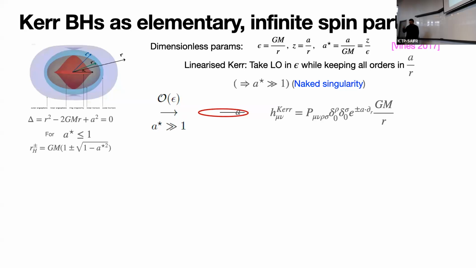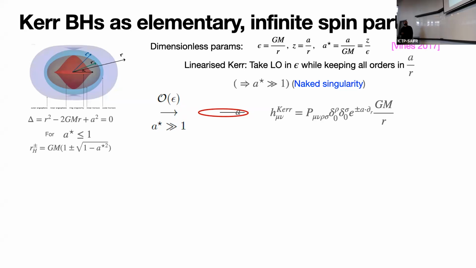So we can do the same as we did for the Schwarzschild black hole. Expand your metric in a post-Minkowskian expansion, in powers of epsilon. But then what we're going to do is keep all orders in the spin multipole expansion, so all orders in the a. When you do that, that is equivalent to deleting the horizon of the black hole, leaving basically a naked singularity of radius a.